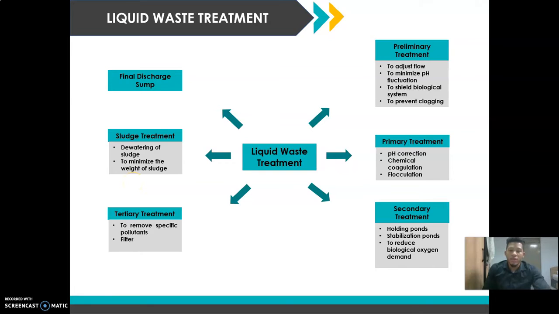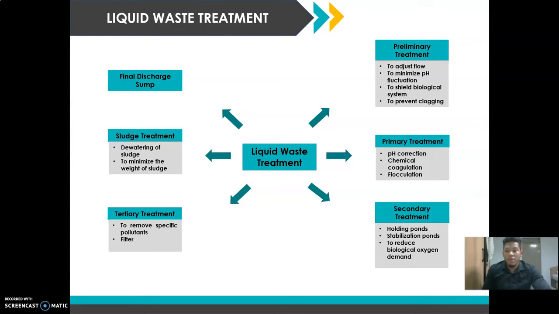There are 6 different levels of wastewater treatment, namely preliminary treatment, primary treatment, secondary treatment, tertiary treatment, sludge treatment, and the final discharge sump. Preliminary treatment is done to normalize the flow rate, to minimize pH fluctuations, and to shield biological systems, and also to prevent clogging.